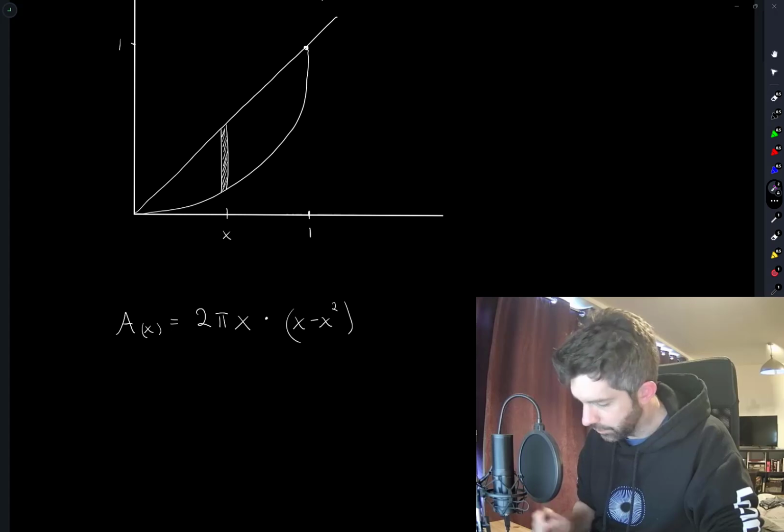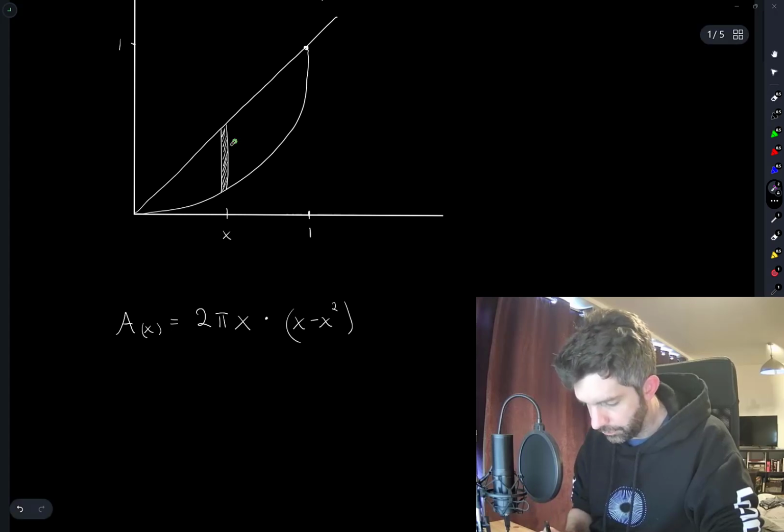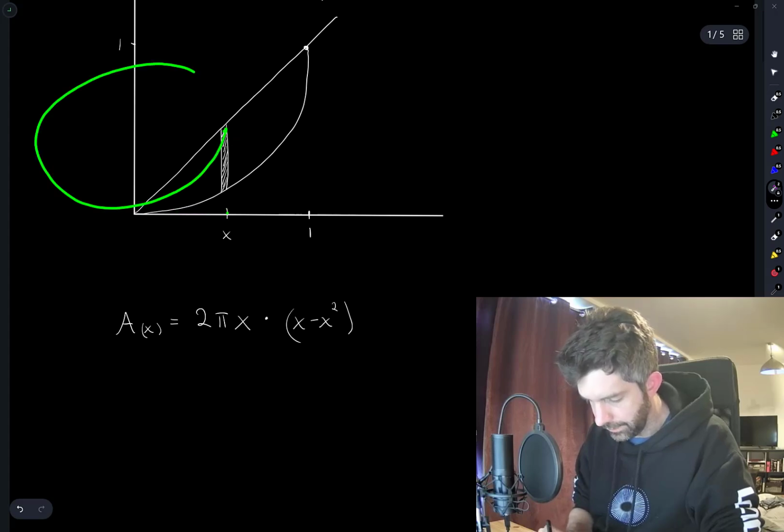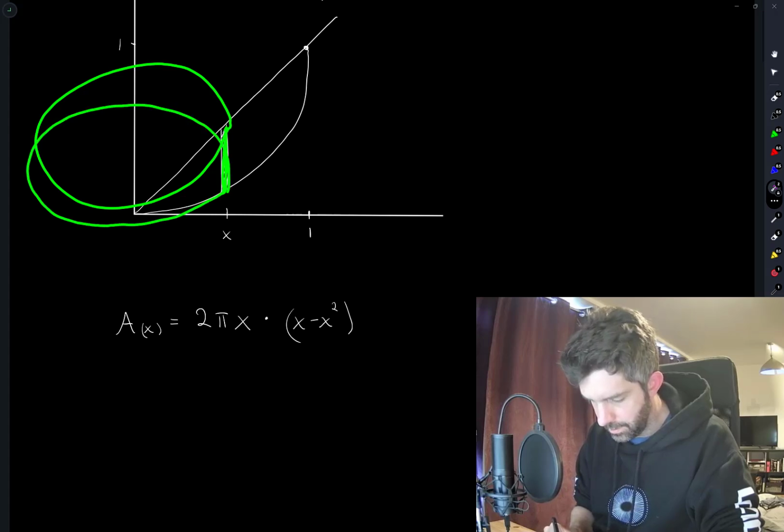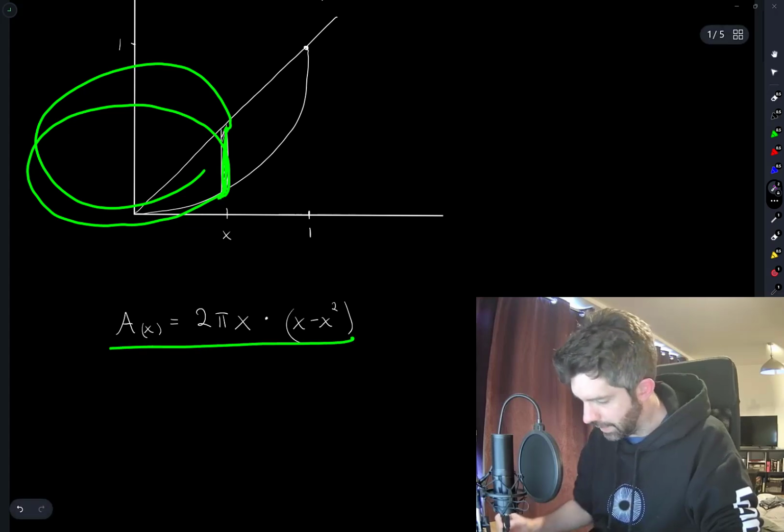And where does the 2 pi x come from? Because a single point on this rectangle will travel, so it's traveling in a circle of radius x. It's traveling around the y-axis like that. And so what I end up having is a cylindrical surface like this, and it has that area.